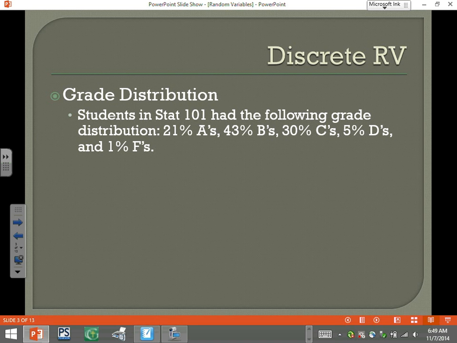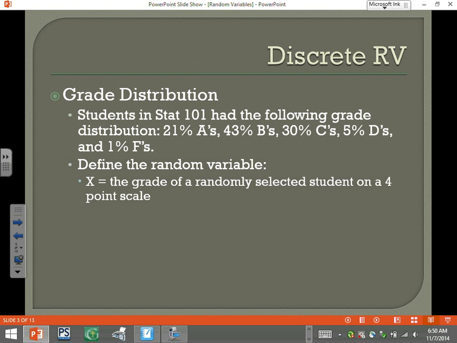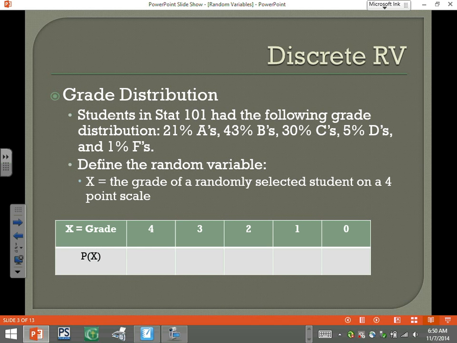So let's say we have this grade distribution. Students in this intro stat class had the grade distribution: 21% had A's, 43% B's, 30% had C's, 5% D's, and 1% of the students were failing. So first thing you want to do as you start to set up these random variables is define a variable. So we'll call X the grade of a randomly selected student, and we'll just put it on a 4-point scale since we're familiar with that. So the values that X can take on would be 4, 3, 2, 1, and 0. So there's your A, B, C, D, and F.